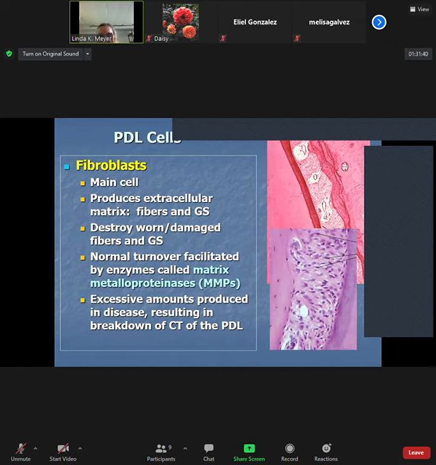So all this information about fibroblasts is applicable in the PDL. So when we look at this little inset here, or even the one that you have in your packet, most of those cells, especially the ones we see covering the principal fibers, the main cell is the fibroblast. So those represent mainly fibroblasts. When you look at a blow up of this, again, you can just see among those principal fibers, tons of fibroblasts.